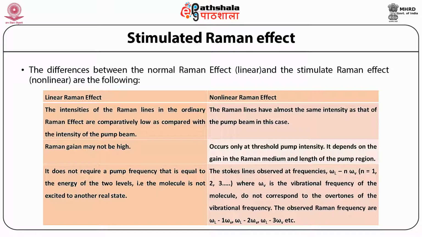While in the case of nonlinear Raman effect, the Stokes lines are observed at frequencies omega_L minus n omega_v, where n can take the values 1, 2, 3, etc., and omega_v is the vibrational frequency of the molecule. These do not correspond to the overtones of the vibrational frequency. The observed Raman frequencies are omega_L minus omega_v, omega_L minus 2 omega_v, omega_L minus 3 omega_v, etc.